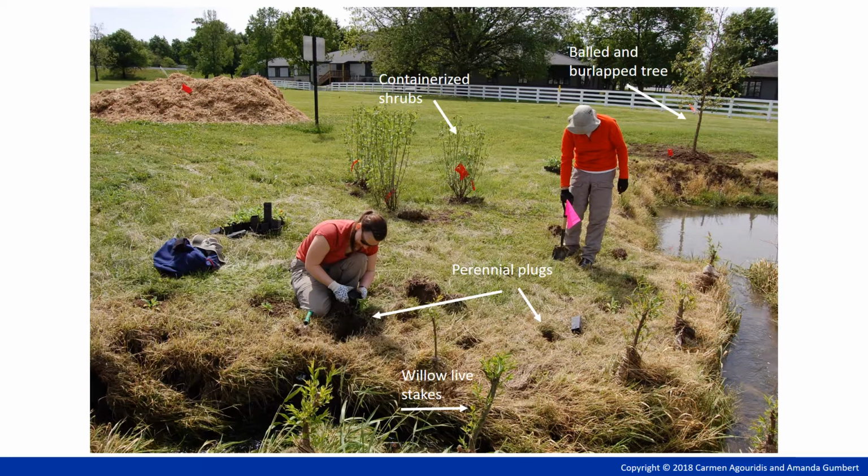Most projects will include a variety of plant material, depending on your budget and availability of plants. The project pictured here included a balled and burlap tree, containerized shrubs, willow live stakes, and plugs being installed by volunteers. The area being planted with plugs was pre-treated with herbicide to kill the existing grass before installation.